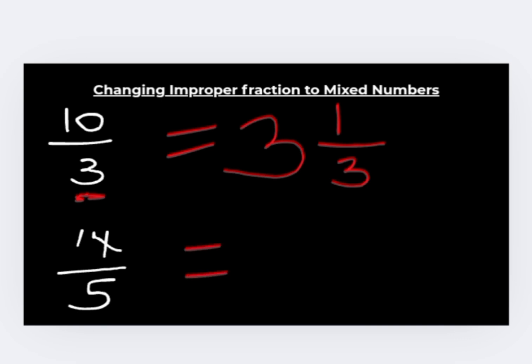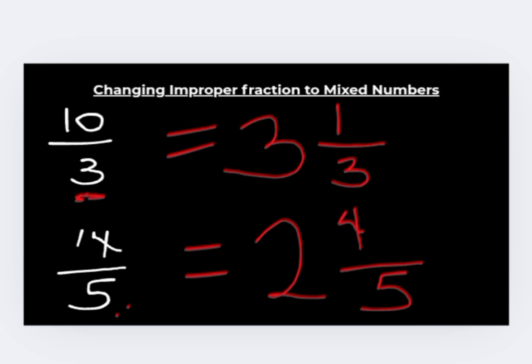So let's do this. 14 over 5 to mixed number. How many 5 do you have in 14? How many 5 can you get in 14? There are actually 2 5, with a remainder 4. Okay? All over this 5 we still have.